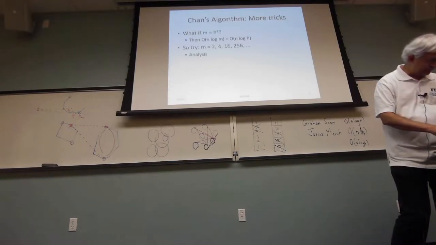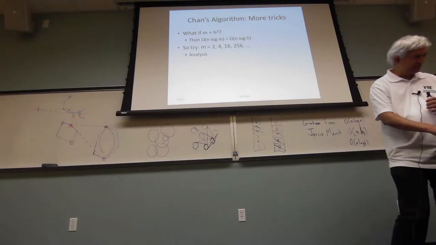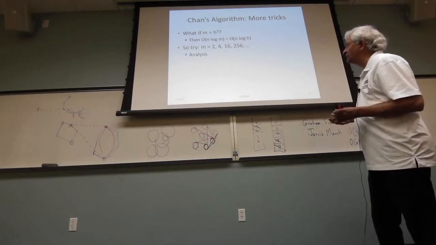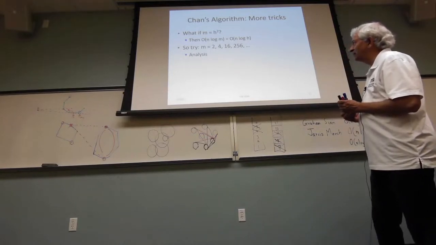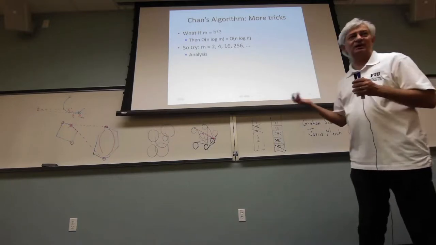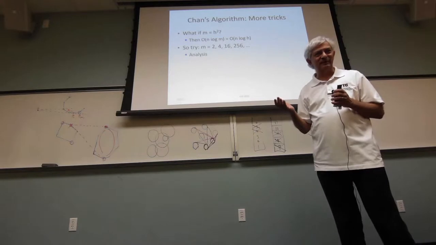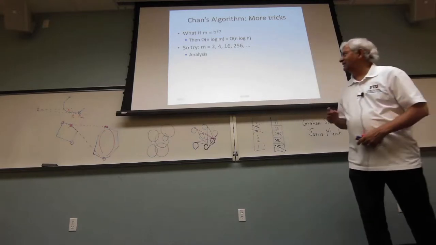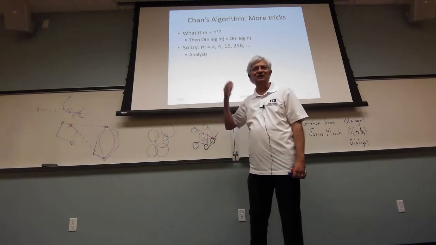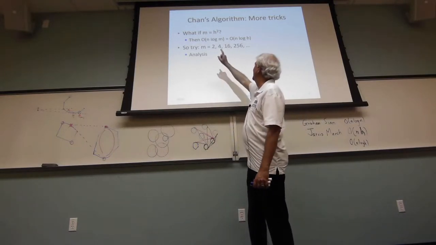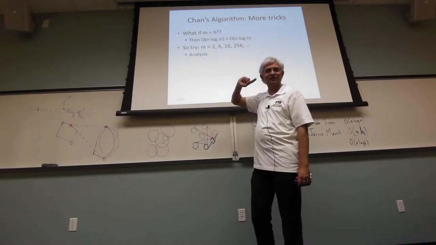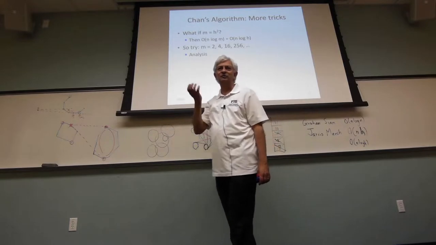Oh, I do have a slide with more tricks. So he says, what if m equals h squared? If m is equal to h squared, then n log m is the same as n log h. Which is true, right? But in that case, I don't have to do this doubling search. I can do even better. I can go m, then m squared, then the square of that, and then the square of that. So it is going exponentially, because you're squaring it every time.